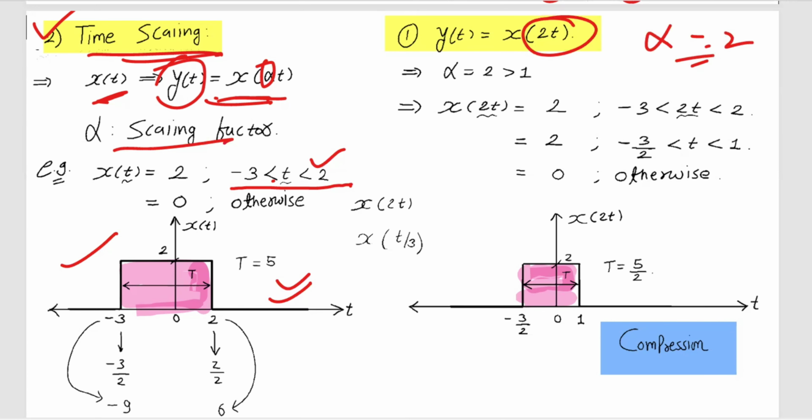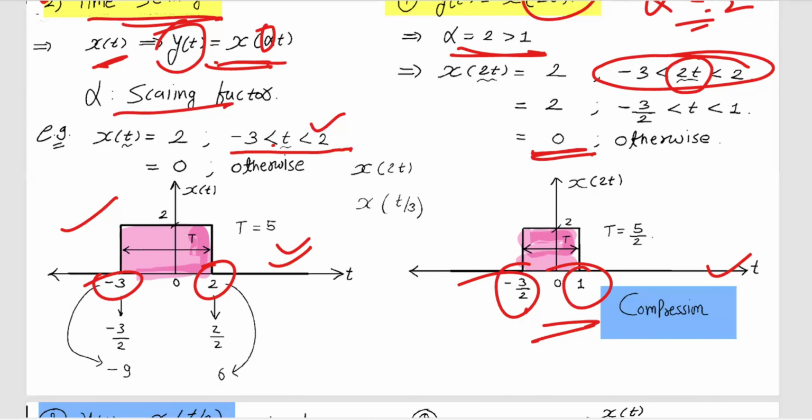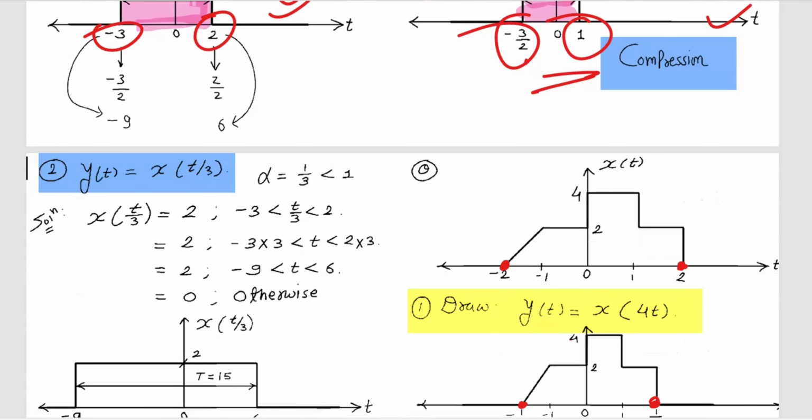Because alpha is greater than 1, x2t is 2, where you replace this t by 2t in this particular inequality and adjust it by dividing the inequality by 2. So you are getting minus 3 by 2 less than t less than 1, otherwise it is 0. So this minus 3 is divided by 2, and this 2 is divided by 2, so it becomes 1. Finally the signal width is compressed. So this is nothing but the compression of the signal. You can easily observe this thing.